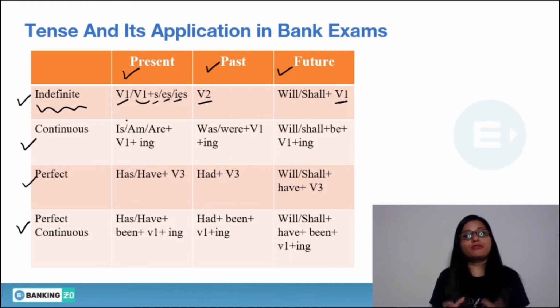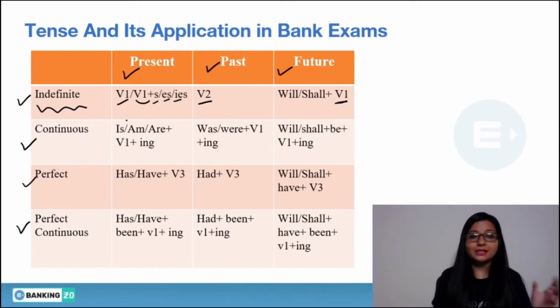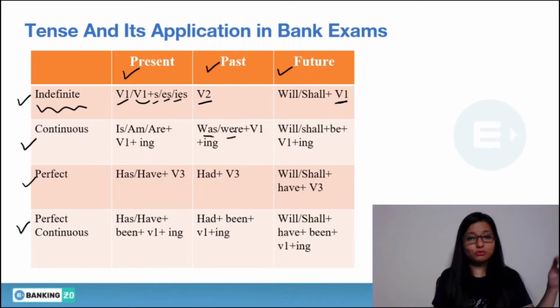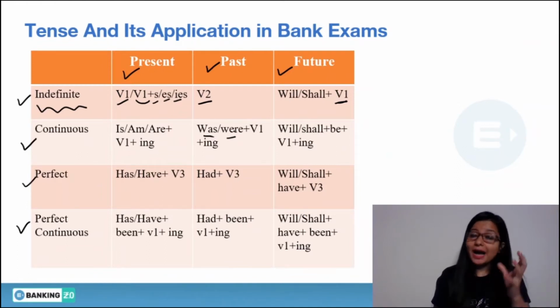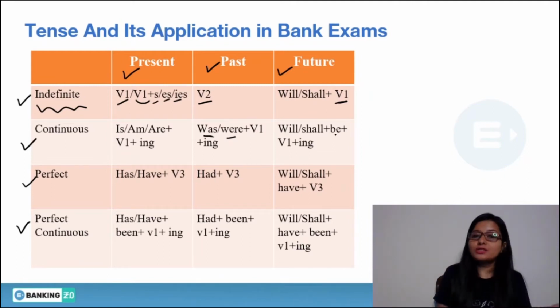But if you're talking about past continuous tense, the time which has passed, you will use was or were according to your subject. Then you will add the ing form, ing with the first form of the verb. But if you talk about future continuous tense, you will have will or shall, and you have to put be always. Do not forget to put be in your future continuous tense, and then you will have verb plus ing.